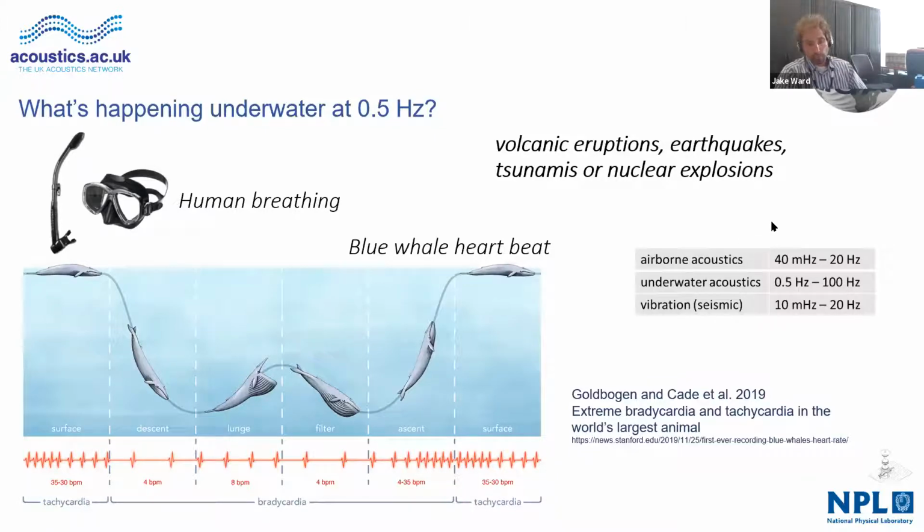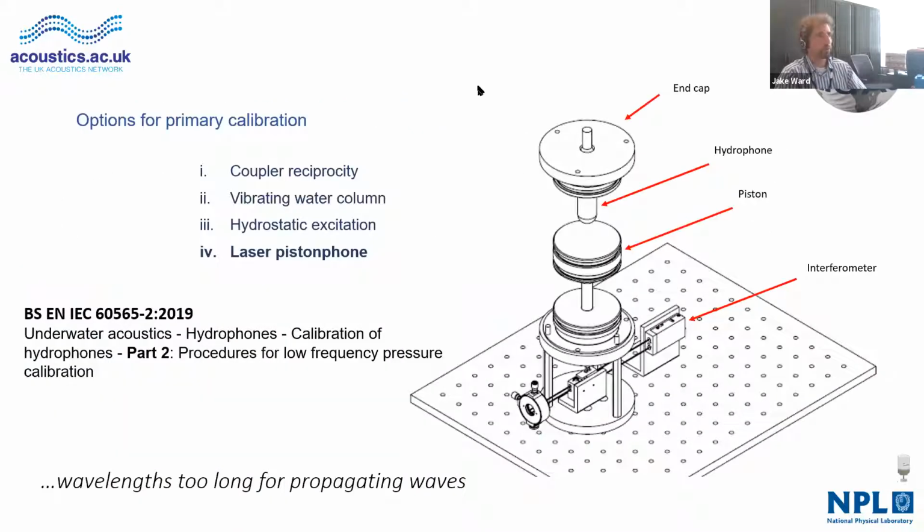The laser piston phone, or a piston phone, is one of many options we have for calibrating hydrophones. Other options are available. And for anyone who likes British standards, there's an absolute epic here, a 60-pager, part 2 of BS 60565-2, which is procedures for low frequency pressure calibration. So you can have a vibrating column, you can dunk a hydrophone, you can use hydrostatic excitation. Fundamentally, you're introducing a change of pressure on the transducer.